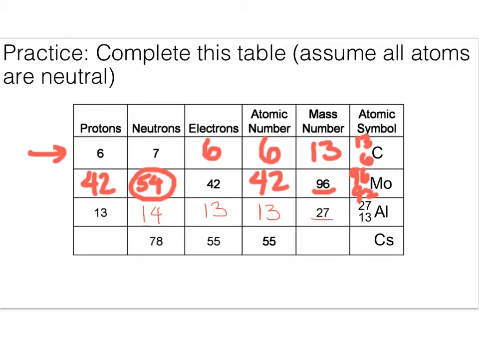Okay, last and certainly not least, we have cesium down here. For cesium, we have the atomic number, which should be equal to our number of protons, 55. And when we're looking at our mass number, that should be our number of protons plus our number of neutrons. So let's do some fast math here: 78 plus 55, carry the 1, and that's going to be 133. And that should be cesium-133 with 55 on the bottom.